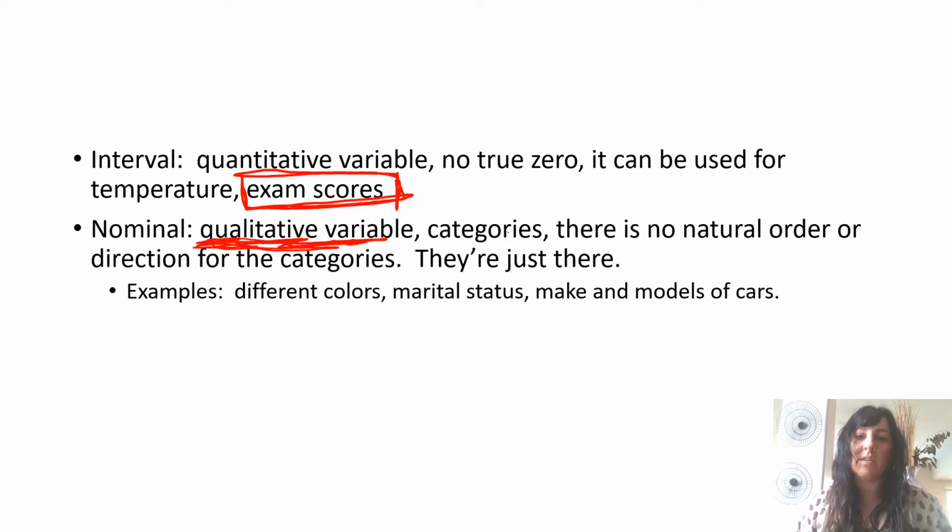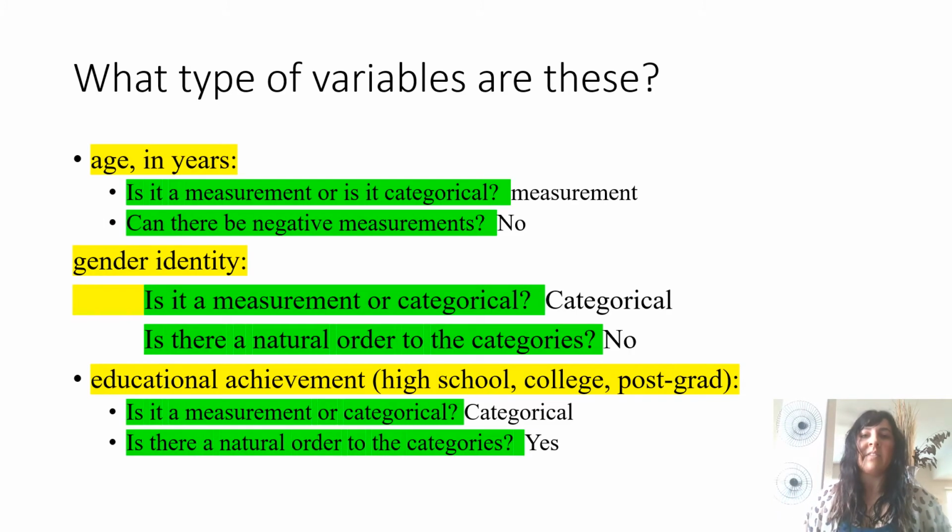So some other examples of nominal variables could be marital status: married, single, widowed. Neither of them really comes before the other, right? Because you could have been married before and you're single again, so it really doesn't matter. There's no natural order to that. Same thing with makes and models of cars. You could do a study looking at cars, like Toyota Corollas, Honda Accords, such and such, and there's no natural order to that. It can go any way.